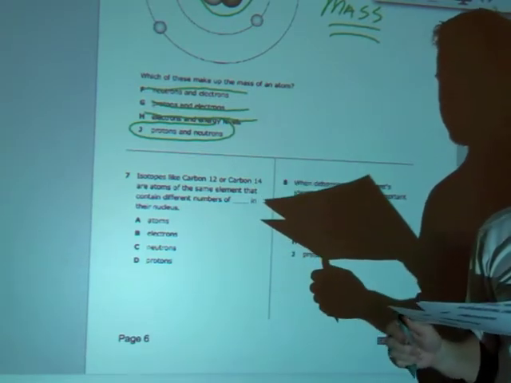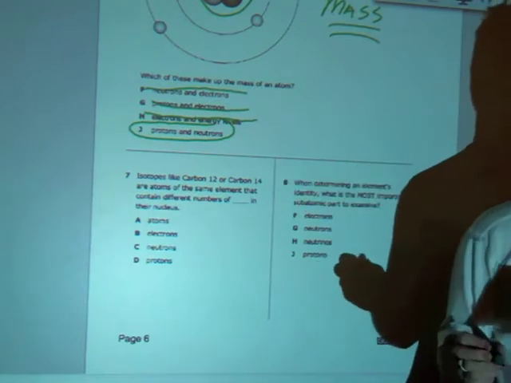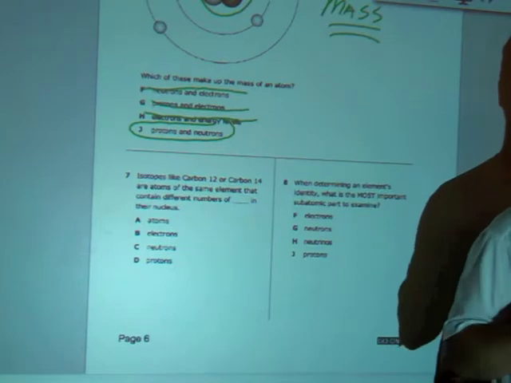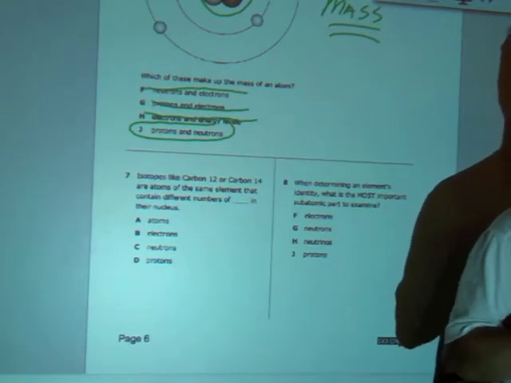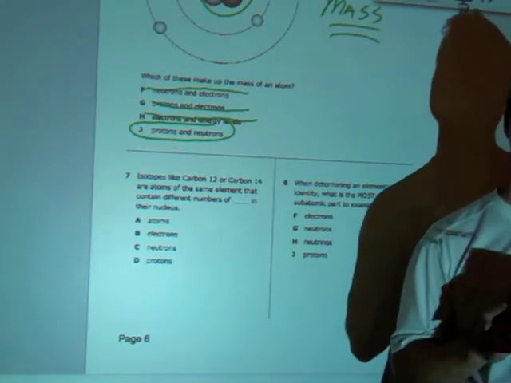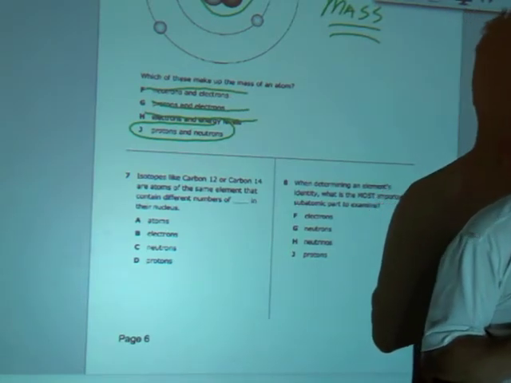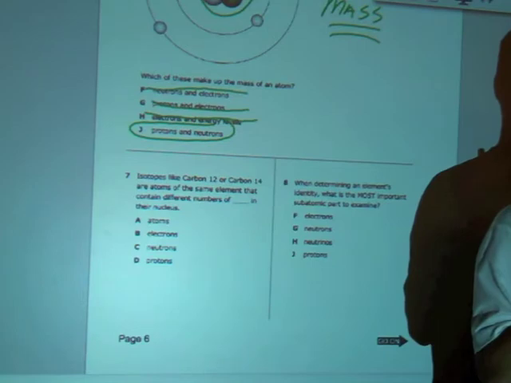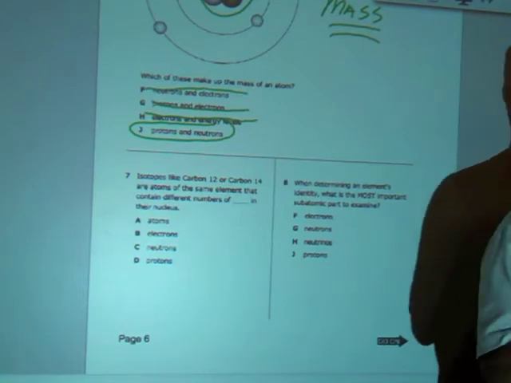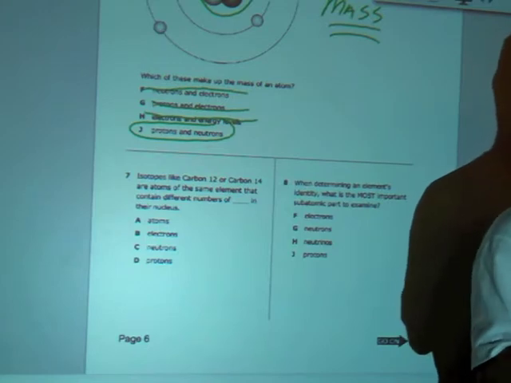Okay, number seven. Talks about isotopes. What is an isotope? Like an element that gives up an atom or gets an atom? No. Not an atom, sorry. An electron. No. Nope. That would be an ion. Peter? Gains or losing. Okay, it's not really gaining or losing. It's just an unusual type that has extra or less, okay?